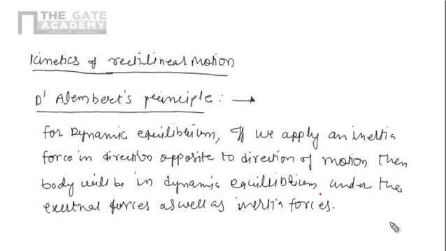So I would like to again repeat the D'Alembert principle. D'Alembert principle is talking about dynamic equilibrium. If we want the body to be in dynamic equilibrium, then we have to apply an inertia force which will be in direction opposite to the direction of motion. Then the body will be in dynamic equilibrium.